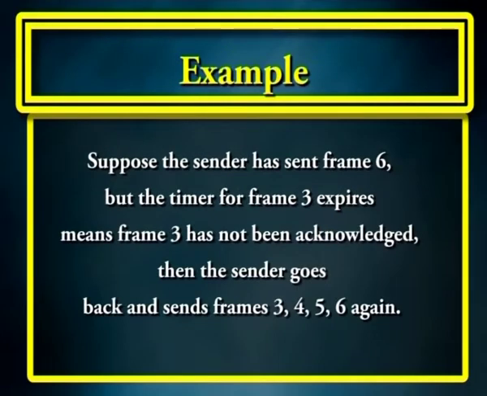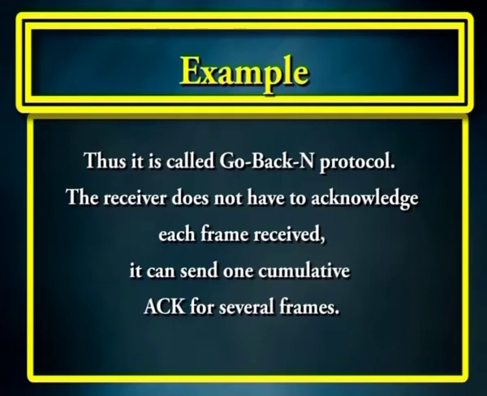For example, suppose the sender has sent frame 6, but the timer for frame 3 expires, meaning frame 3 has not been acknowledged. Then the sender goes back and sends frames 3, 4, 5 and 6 again. Thus it is called go back N protocol. The receiver does not have to acknowledge each frame received. It can send one cumulative acknowledgement for several frames.